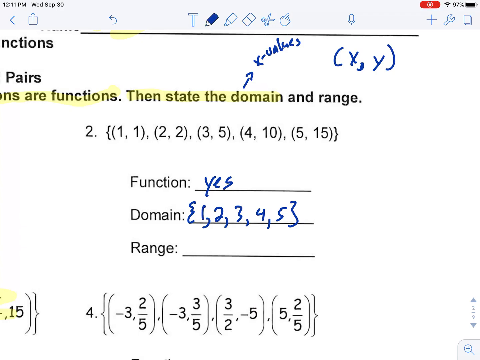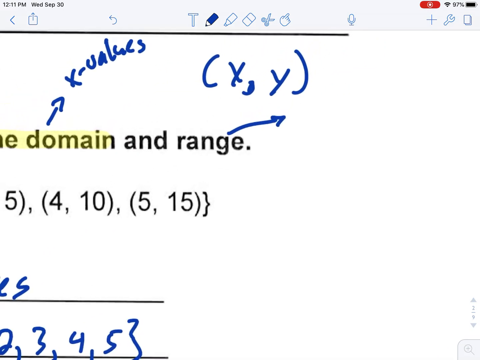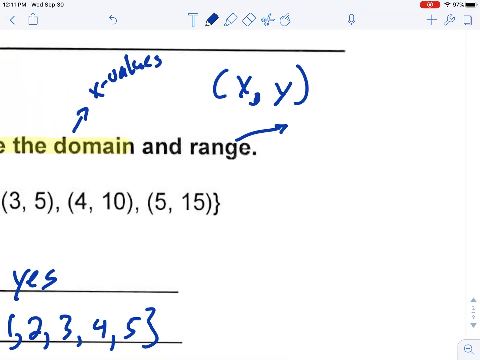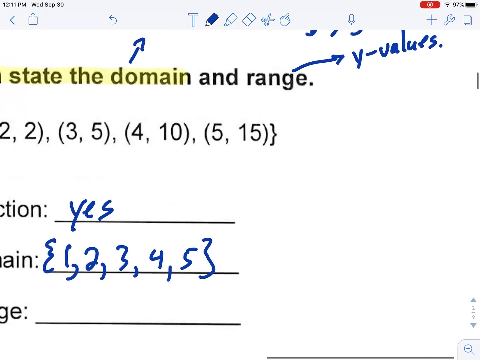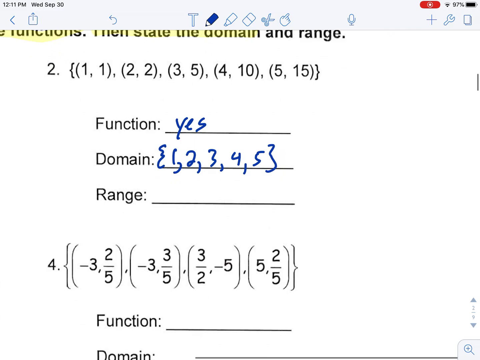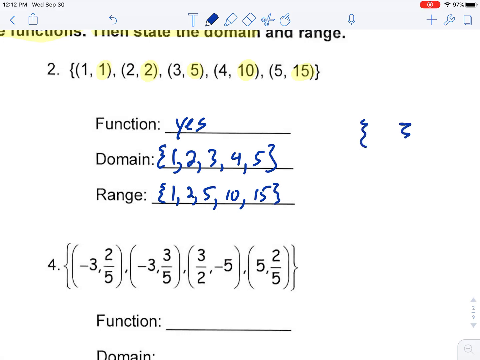If domain is x values, what do you think range is? I'll give you one guess. If you guess wrong, well, it's okay. I still like you. If you guessed y values, you are correct. So in this function number 2, the range is 1, 2, 5, 10, 15. If you can't make braces, just do little squiggly lines and that's fine. But that's it. Number 2 is done.